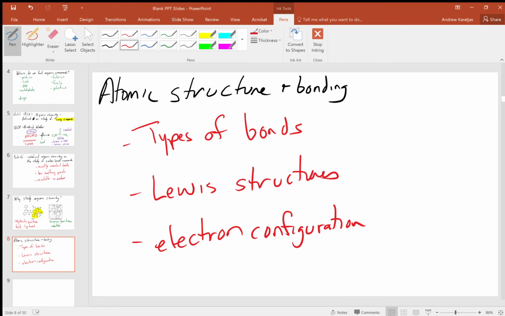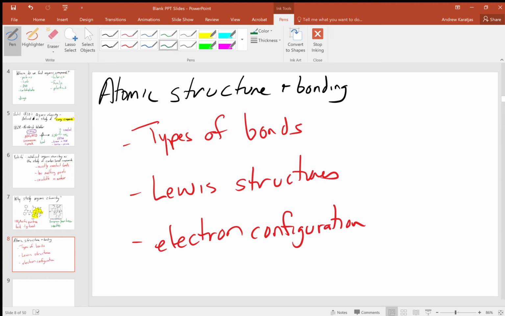Why is that? Well, we want to be at a point where we just start drawing structures and we know what they mean. We don't want to have to sit here and count electrons the way that we did in the past. We just want to be able to draw these molecules out and understand what the structures mean.